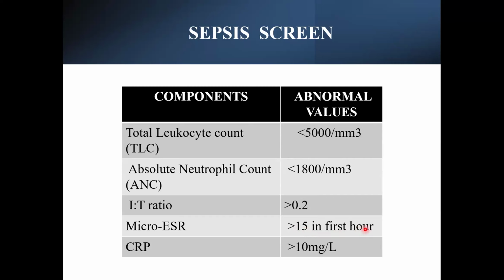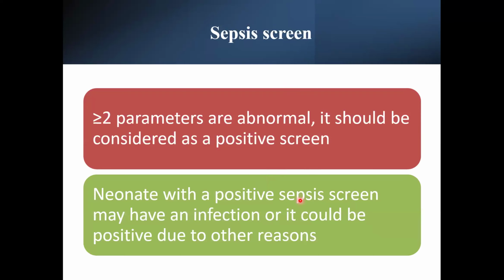So if two or more parameters are abnormal among these 5, then we call it as sepsis screen positive. So that newborn, we may have to start antibiotics, even though the sensitivity and specificity of the sepsis screen are not very great, but we should always suspect infection in a baby with a positive sepsis screen. As we discussed, it could be positive due to other reasons also. Some of the reasons are SGA, IUGR baby. So in all these babies, it may be falsely positive.